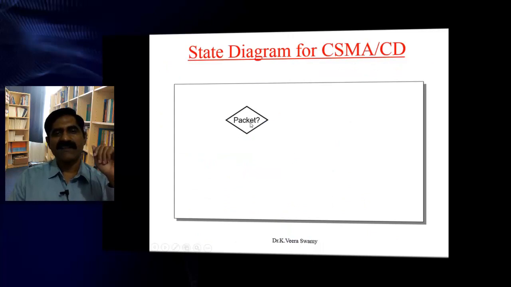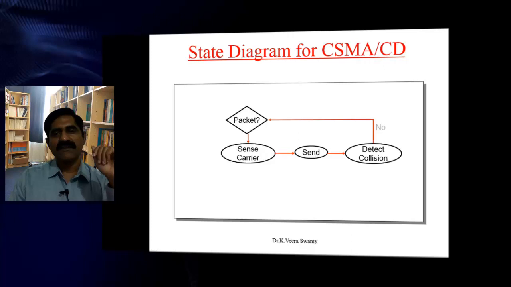Suppose a packet is ready, then immediately we sense the carrier. Suppose the channel is idle, then I submit the data. Suppose the channel is busy, I will not submit data. Assuming the channel is free, I am sending the data. The data is traveling, and at this location we have detected a collision.